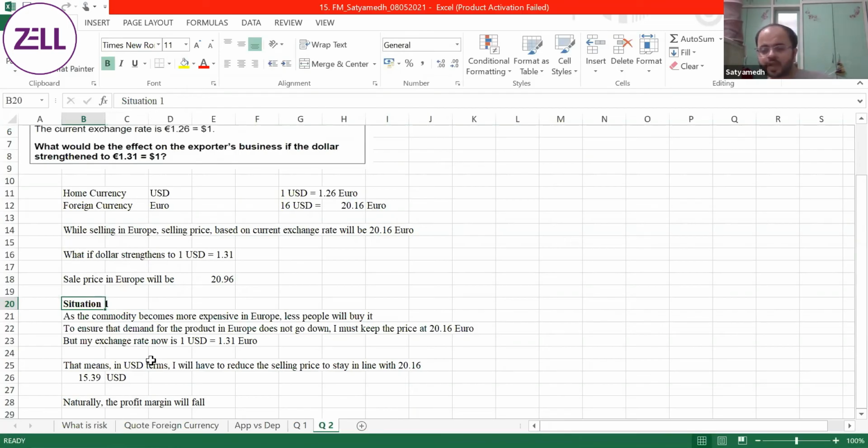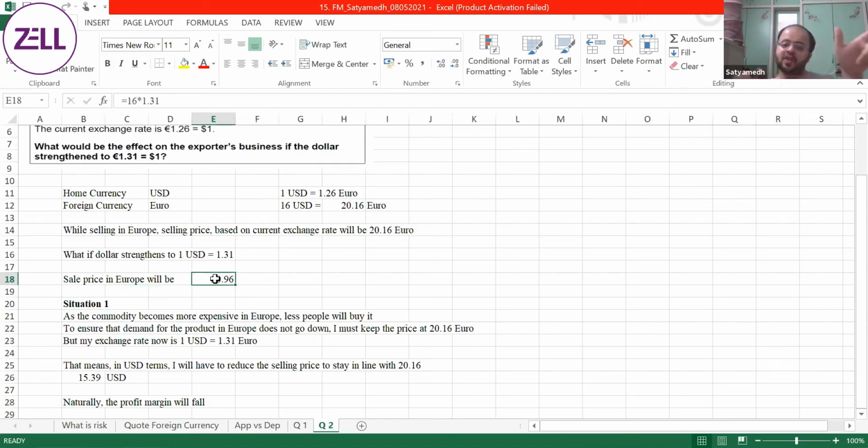What can happen in situation 2? That I keep my price at 20.96, but then I lose on demand. My demand for my product will go down and I will have to face that problem. So I have to make a decision: either reduce my profit margin, or be ready to face the fall in demand.